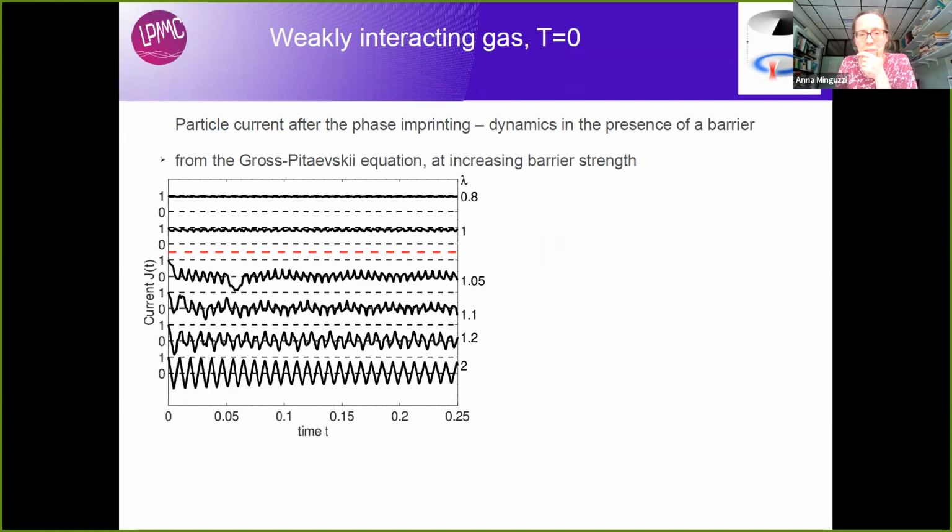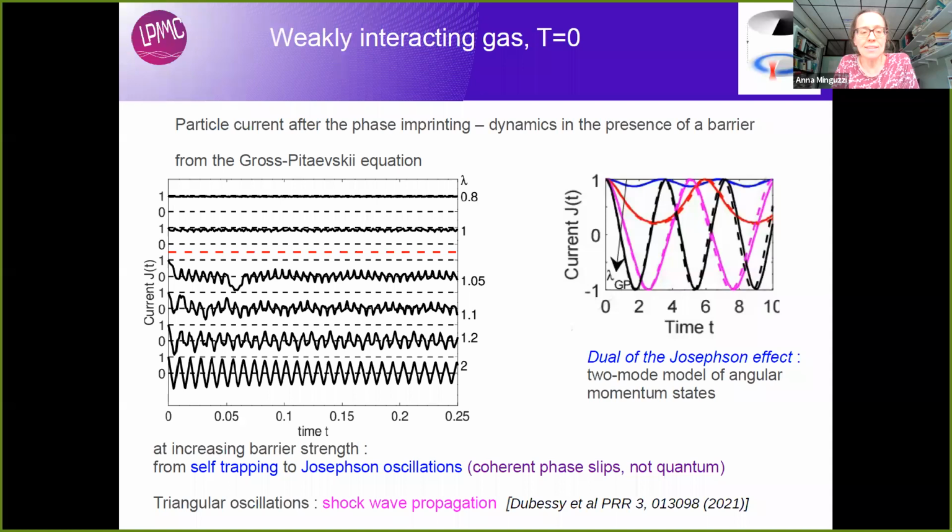In this regime, what we just witnessed can be reproduced by changing various types of parameters. For example, on the right, I have another type of dynamics with different parameters, but the same physics: for a very, very weak barrier, we are in the equivalent of the self-trapped regime of the Josephson junction. And for a larger barrier, we see Josephson oscillation of angular momentum states. This is not just an idea: we showed that if we make a two-mode model for angular momentum states, we reproduce very accurately the Gross-Pitaevskii solution. It's essentially the difference between the dashed and the solid line in this right figure.